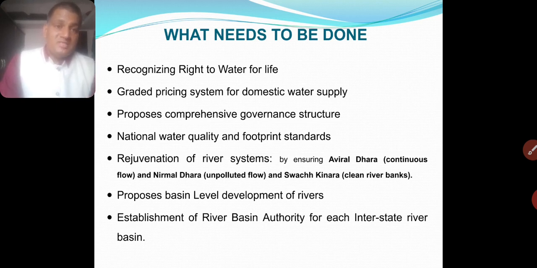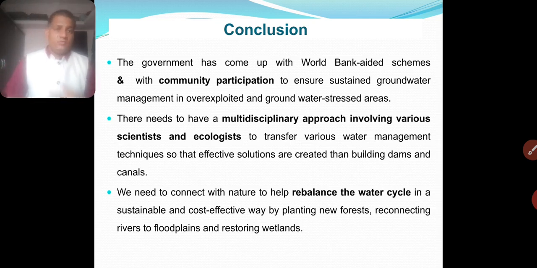The plan proposes baseline development of rivers and establishing river basin authorities for each interstate river basin, like the Ganga Action Plan, Namami Gange, Yamuna Action Plan. Similar authorities you have to establish to conserve the resources. So the last point, the conclusion of my overall presentation: the government has come up with World Bank aided schemes and with community participation to ensure sustainable groundwater management in overexploited and groundwater stressed areas.